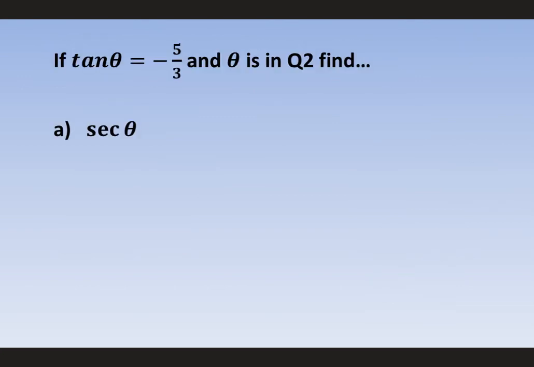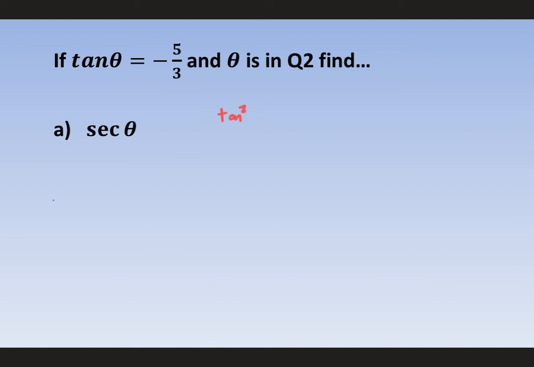All right, one last type of problem. This is a completely different type of problem. So we're going to go ahead and do this. It says, if tangent of theta equals -5 over 3 and theta is in quadrant 2, find the secant of theta. All right, well, here's the deal. What we're going to do is use one of our identities. Usually we use the Pythagorean identities, and we're going to plug these values in, and we're going to find what's missing.